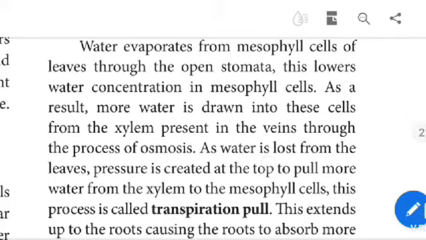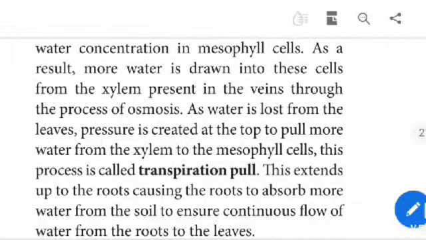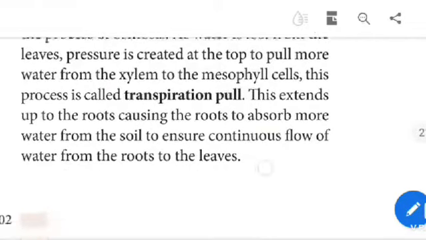of osmosis. As water is lost from the leaves, pressure is created at the top to pull more water from the xylem to the mesophyll cells. This process is called transpiration pull. This extends up to the root, causing the root to absorb more water from the soil to ensure continuous flow of water from the roots to the leaves.